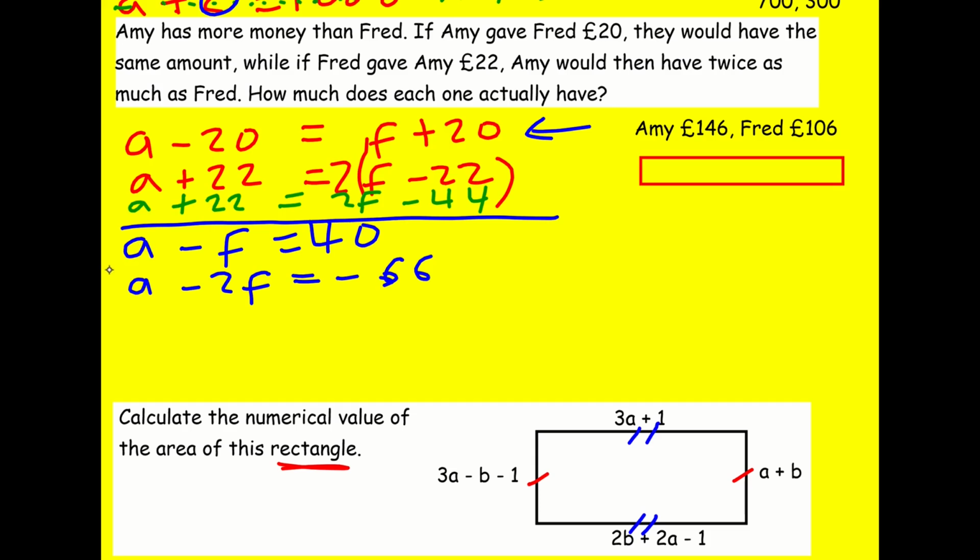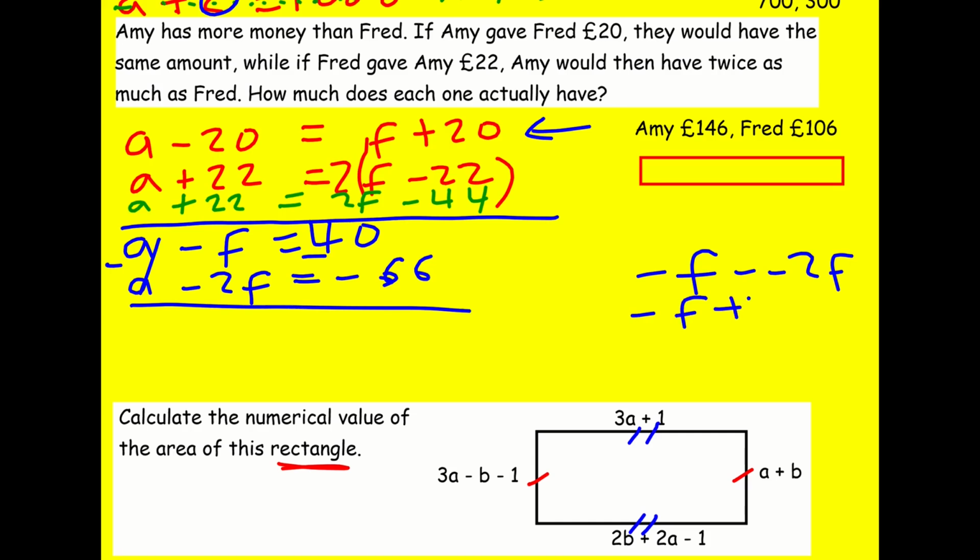I've got a and a here, so I'm going to subtract these, and I'm going to subtract the right-hand sides, therefore. The a's are going to cancel. I'm going to get minus f minus 2f. This is a double negative, so it becomes minus f plus 2f, and I'm just going to get an f here. And then I'm going to do 40 minus 66, which is the same as 40 plus 66, and I'm going to get 106. Fred has 106 pounds.